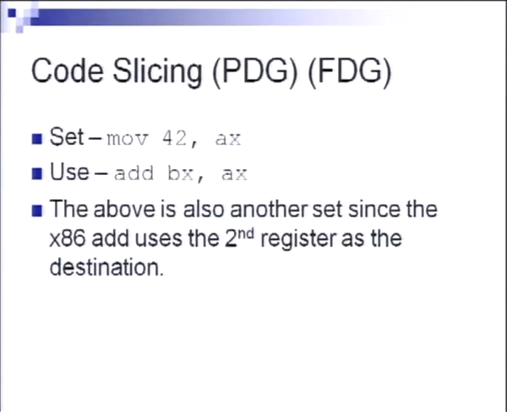So a set would be, you know, move 42 into AX. That you're setting AX to be something. A use is add BX to AX. As I say in this third bullet here, the use is actually also a set because once you're done with this instruction, the value of AX is changed. So that will stop the set from here, and we'll start a new set here. So if you wanted to do analysis on it, you don't have to go back to stuff that doesn't relate to it.